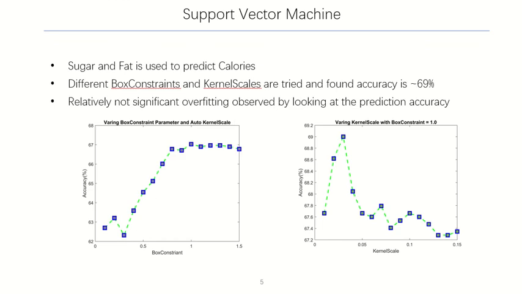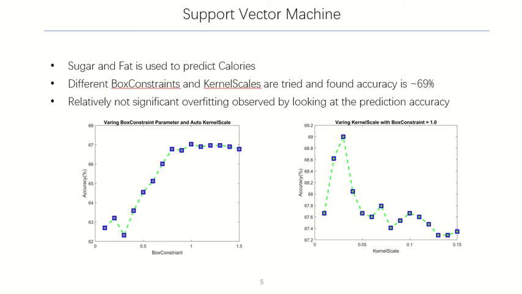First, I tried to use a support vector machine. I tried the combination of sugar and fat to predict calories. I tried different box constraints and kernel scales, which are basically the parameter C and the parameter gamma. Different values are tried, and I found the accuracy is approximately near 79%. From the plots and also the values of the accuracy, I think relatively not very significant overfitting is observed.